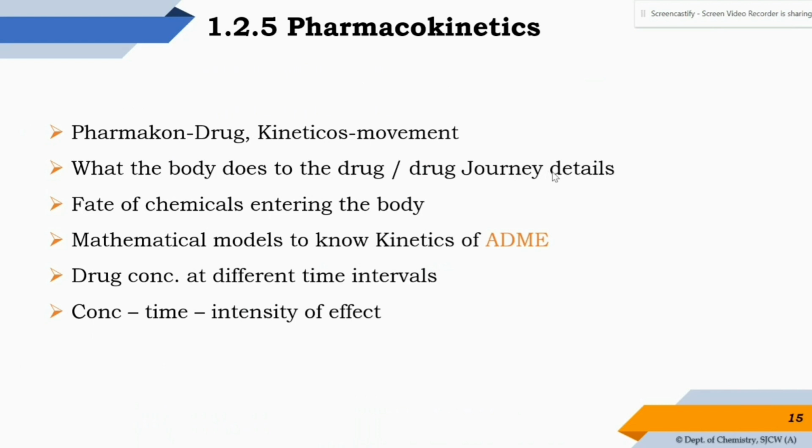It is the study of the fate of chemicals entering the body in order to know the drug concentration at different intervals of time after drug administration. Drug administration means taking the drug into the body. After drug administration, what is the concentration of the drug at various intervals of time? In order to know that, mathematical models are used to know the absorption, distribution, metabolism, and excretion of drugs. It is the study of concentration, time, and intensity of drug effect.